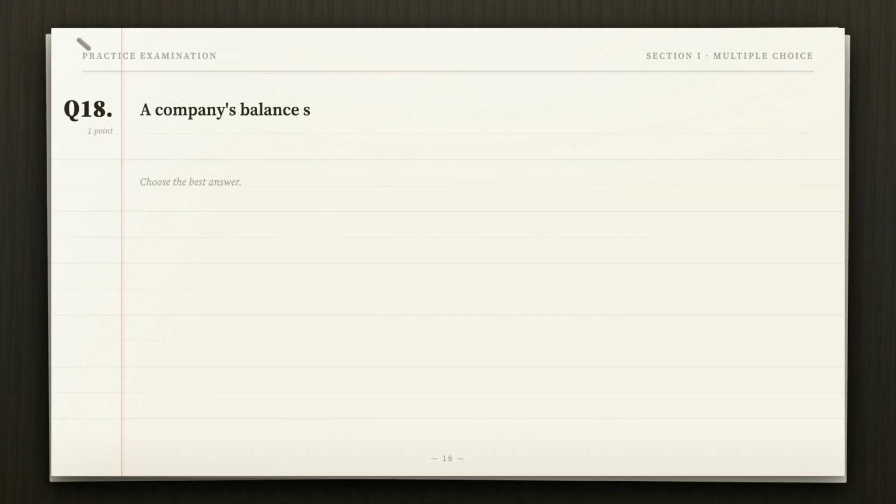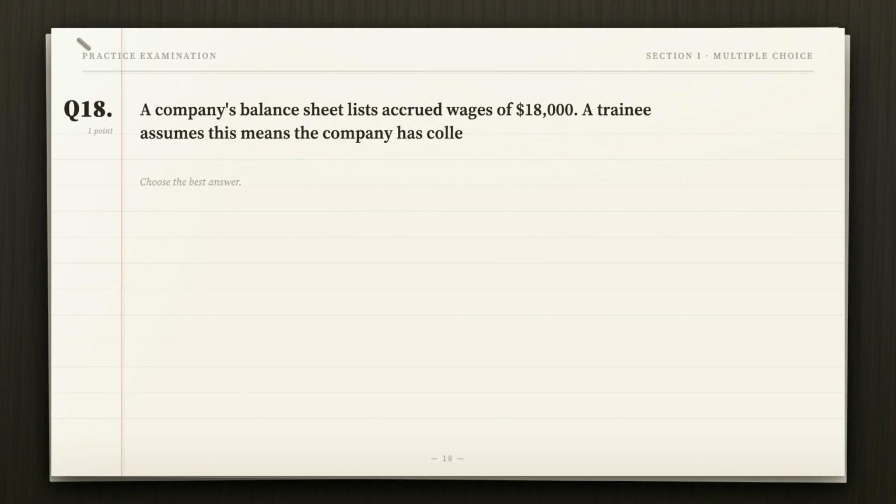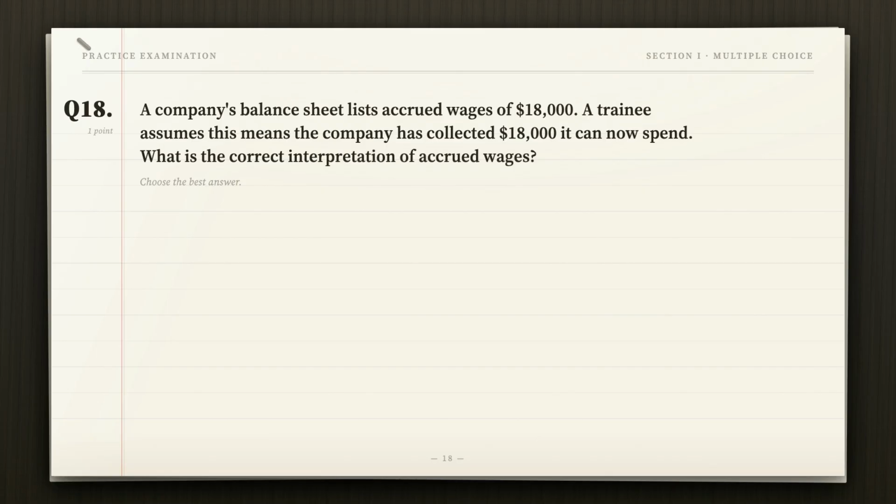Question 18. A company's balance sheet lists accrued wages of $18,000. A trainee assumes this means the company has collected $18,000 it can now spend. What is the correct interpretation of accrued wages?